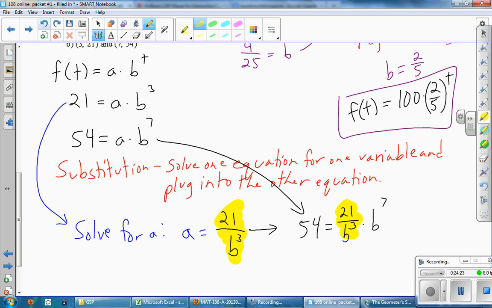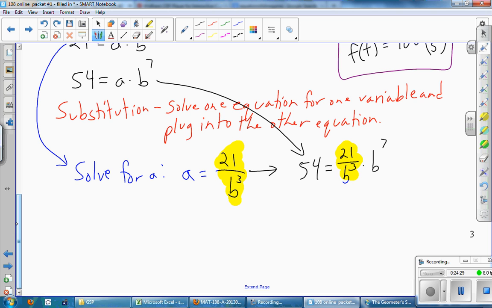Okay, and this is the best equation we've had so far in this problem because it has only one variable in it. So let's clean this up a little bit. So 54 equals 21, and then combining those b's, we know we're supposed to subtract those powers. So 21b to the 4th. And then we'll divide both sides by 21. And then take the 4th root of both sides.